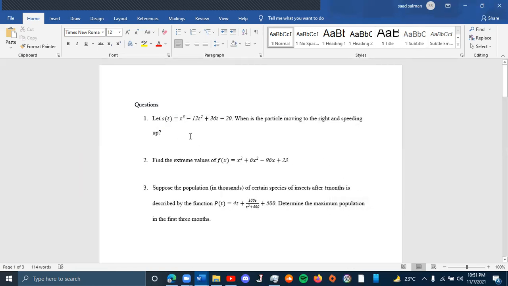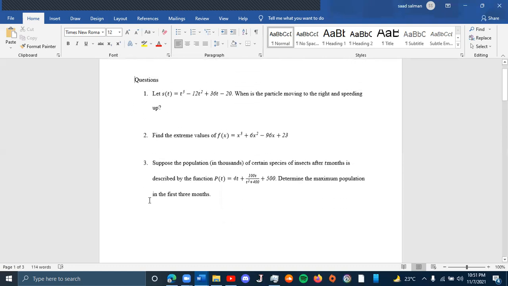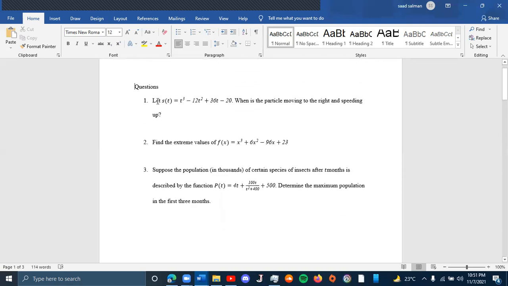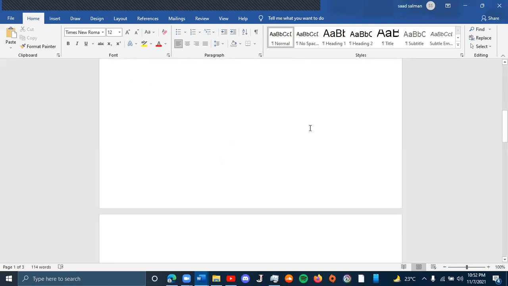So quiz number 3 also has 3 questions, which are pretty simple as we have learned in quiz number 1 and 2. So let's start with question number 1. Question number 1 says, let s(t) = t cubed minus 12t squared plus 36t minus 20. When is the particle moving to the right and speeding up?